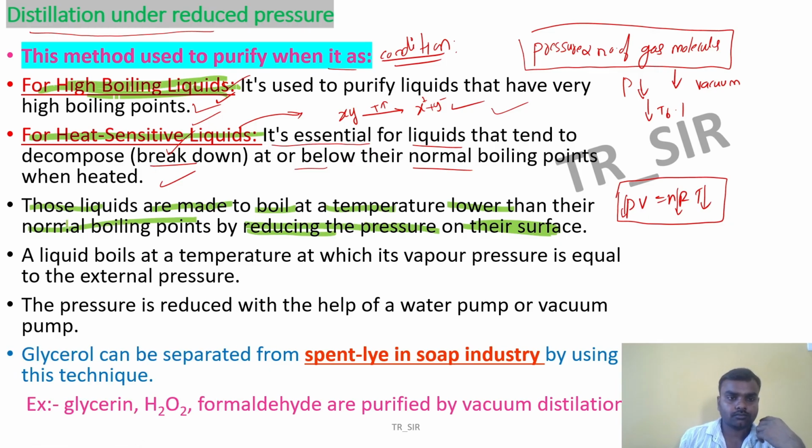So here, two liquids are made to boil at a temperature lower than their normal boiling point by reducing the pressure on the surface. A liquid boils at a temperature at which its vapor pressure equals the external pressure. Now the pressure is reduced with the help of a vacuum pump that I told you about. We use the vacuum pump to reduce the number of gas molecules. As a result, pressure decreases, and obviously temperature also decreases.